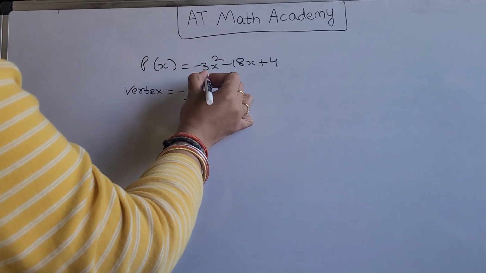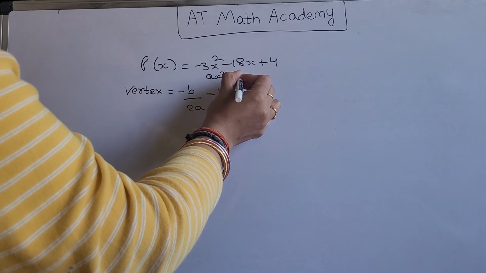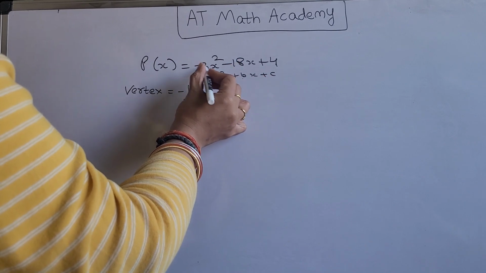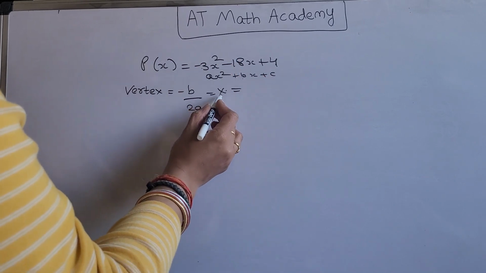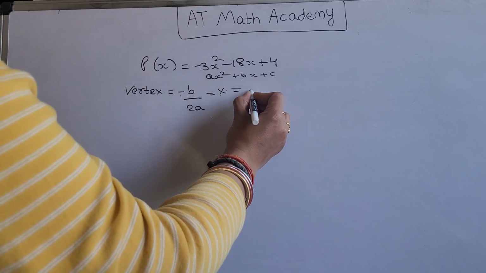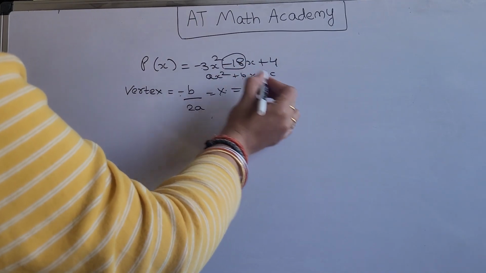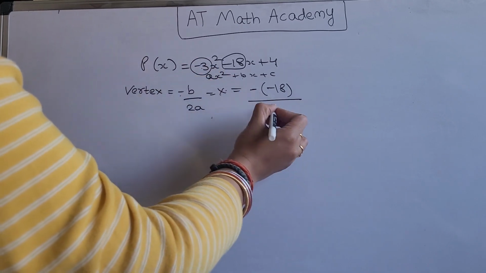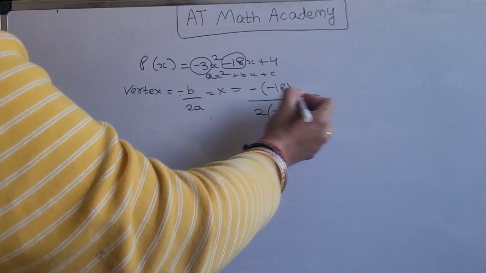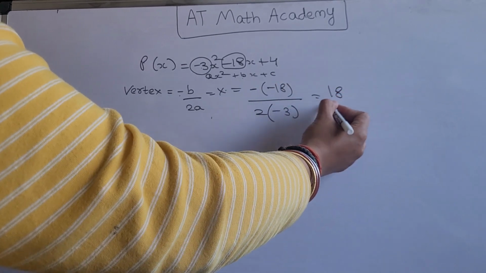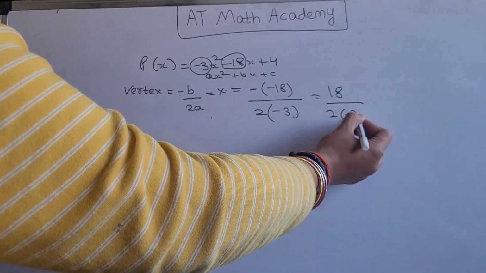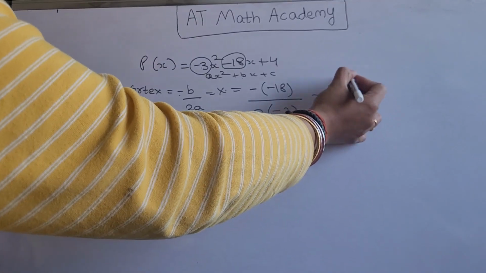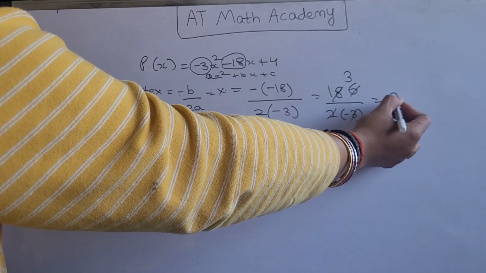The standard formula for the parabola is ax square plus bx plus c, where c is 4, b is minus 18 and a is minus 3. So for the x coordinate we have minus b by 2a, which is minus of minus 18 by 2 times minus 3. Minus times minus is plus, so 18 by 2 into minus 3. 3 times 6 is 18 and 2 times 3 is 6, so it will be minus 3.